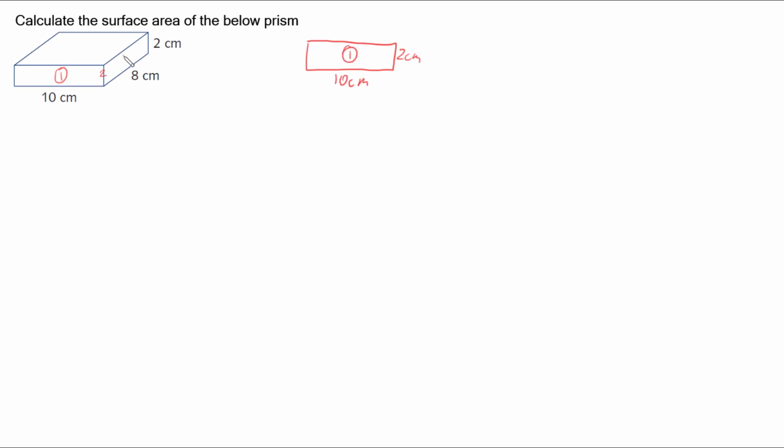I've got a similar looking rectangle down this side. And so I've got another one which looks very much the same. It's also got a height of 2 centimeters from the prism, but it's only 8 centimeters wide or long. And on top, I've got this third one, which is quite big. This 10 centimeters comes up there. This 8 centimeter comes up there. So I've got a third one, which is 10 centimeters by 8 centimeters.